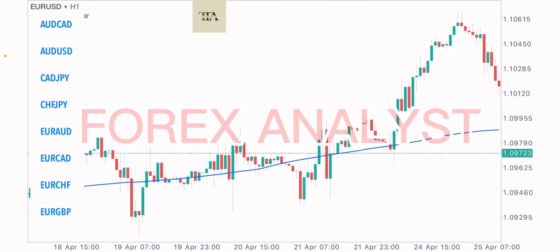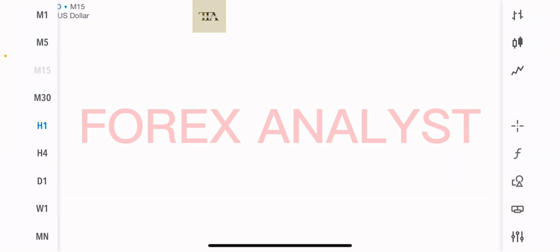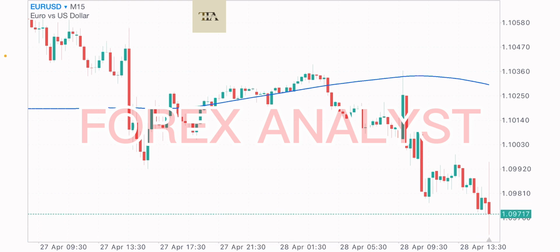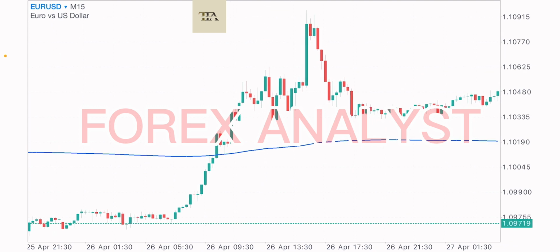There are so many examples here. For example, now at this particular time, the candlestick is below the 200 moving average, which indicates that the market is in a downtrend. So mostly people in this market will be selling their currency pair, and vice versa.